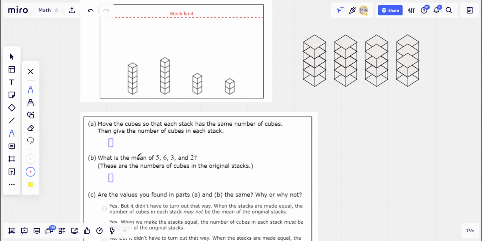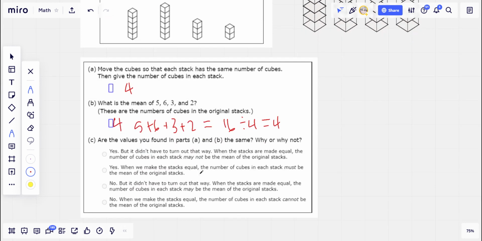So how many cubes in each stack? That's 4. And what's the mean? Let's go ahead and calculate this. 5 plus 6 plus 3 plus 2. Let's see, 3 and 2 is 5, 5 and 5 is 10, and 6 is 16. There were 4 numbers, so we divide that by 4, and yeah, we get 4. So we did it right.